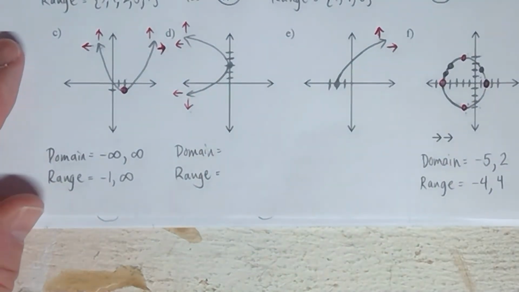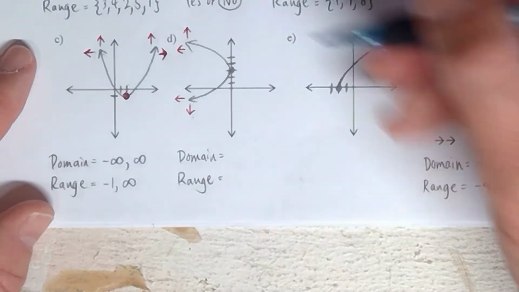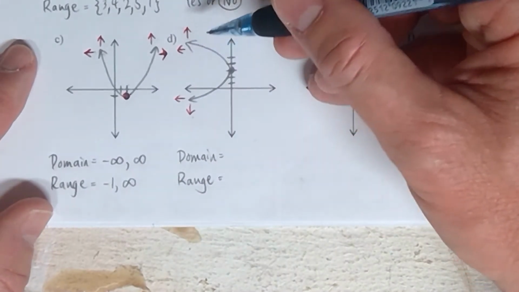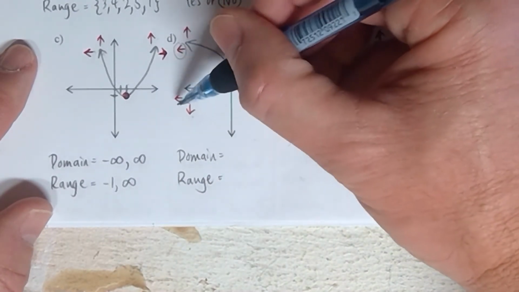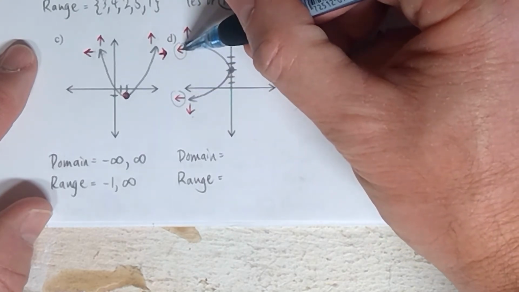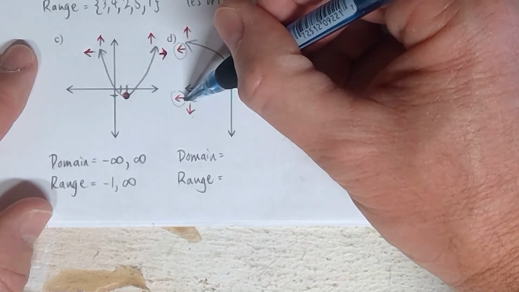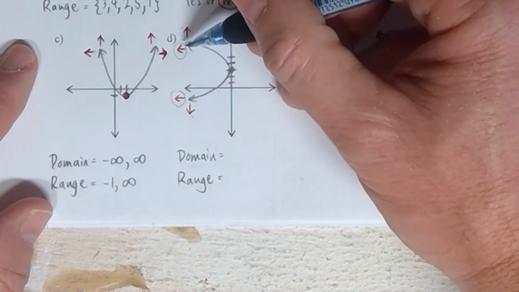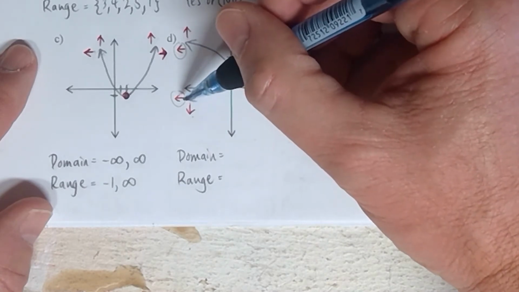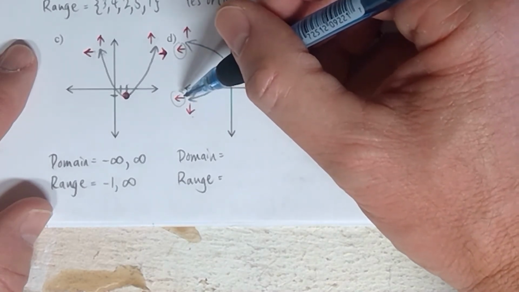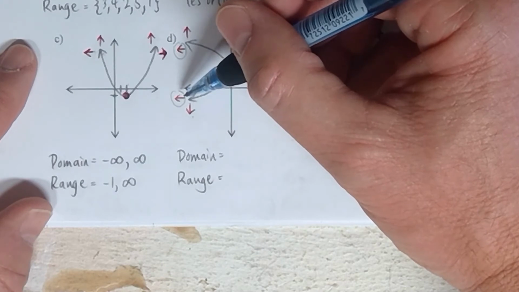All right. Is there a leftmost point? No, because we have actually not just 1 but 2 arrows that go forever to the left. If you have 2 arrows, or at least 1 arrow that goes forever to the left, that means that there is no leftmost x value. Okay, it goes forever.